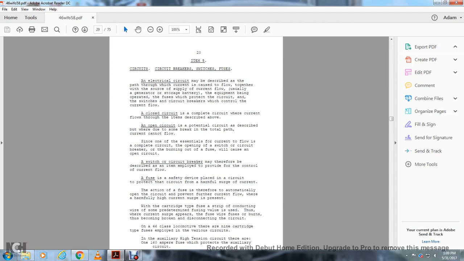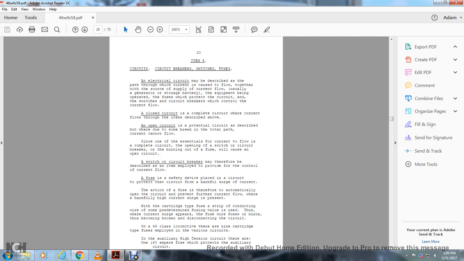Item 5. Circuit breakers, switches and fuses. An electrical circuit may be described as a path along which current is caused to flow, together with the source of supply of the current flow, usually a generator or storage battery, and the equipment being operated. Fuses protect the circuit, and the switches and circuit breakers control the current flow.